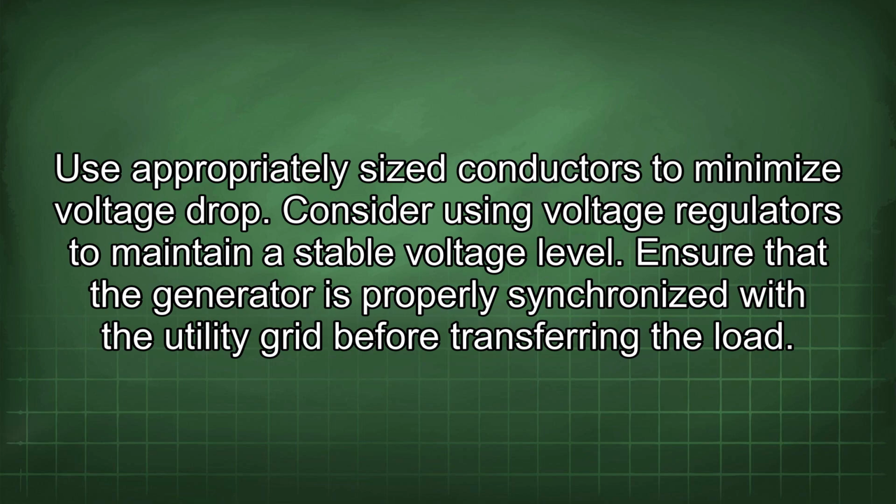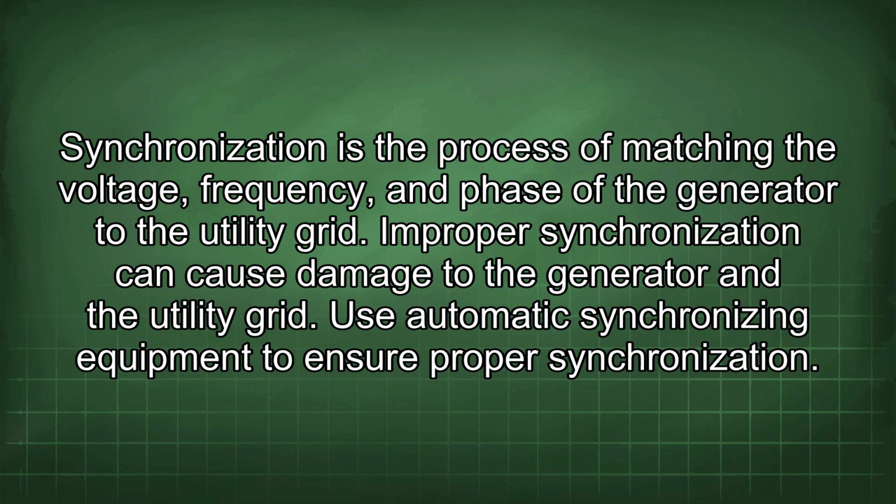Ensure that the generator is properly synchronized with the utility grid before transferring the load. Synchronization is the process of matching the voltage, frequency, and phase of the generator to the utility grid. Improper synchronization can cause damage to the generator and the utility grid. Use automatic synchronizing equipment to ensure proper synchronization.